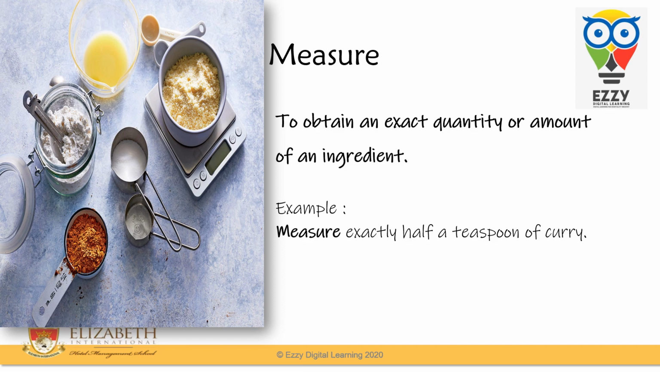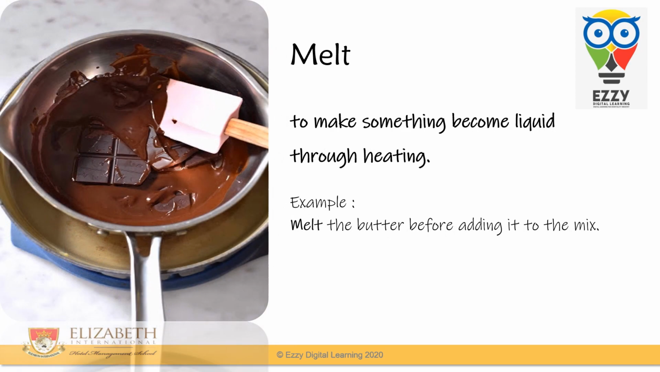Measure is to obtain an exact quantity or amount of an ingredient. For the example, measure exactly half a teaspoon of curry. Melt is to make something become liquid through heating. For the example, melt the butter before adding it to the mix, or melt the chocolate in a bain-marie.